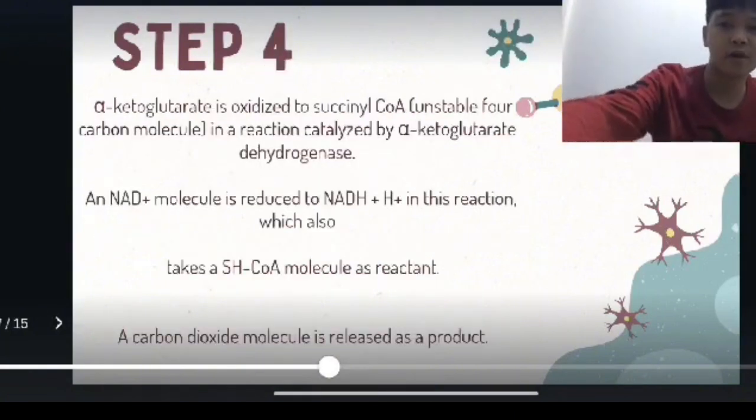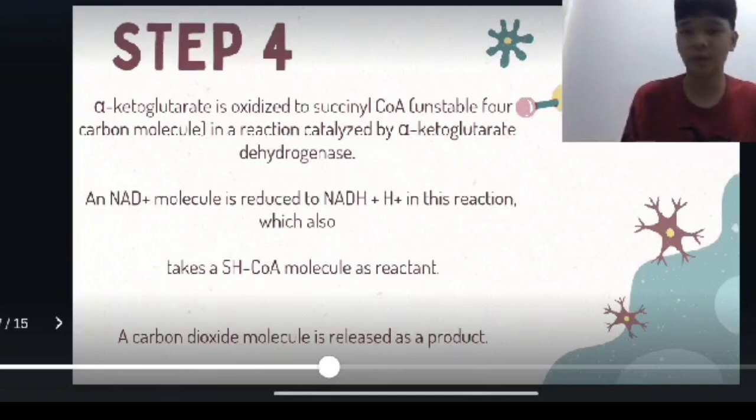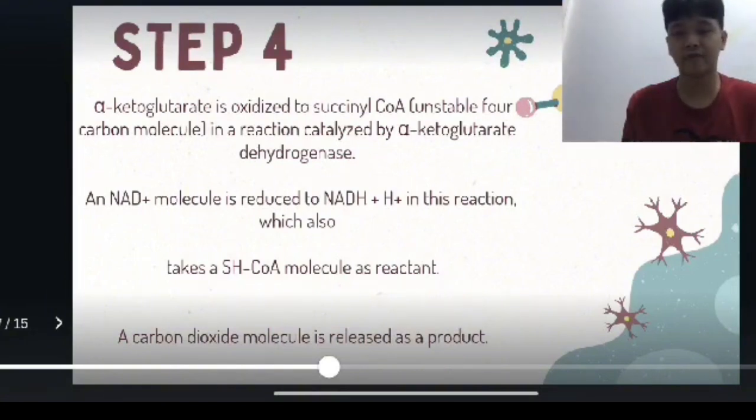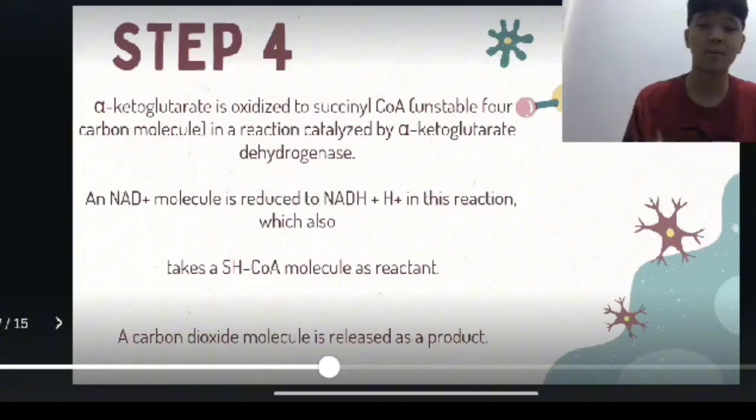So, in step 4, we have alpha-ketoglutarate. What will happen again? It will be oxidized again, and it will be turned into succinyl-CoA. This time, it is now a 4-carbon molecule. Alpha-ketoglutarate earlier was 5, so now it is only 4. You might wonder where the one carbon went. It will become carbon dioxide.